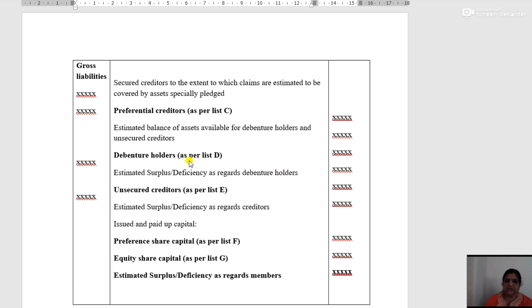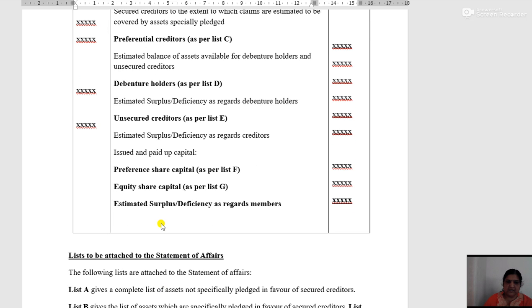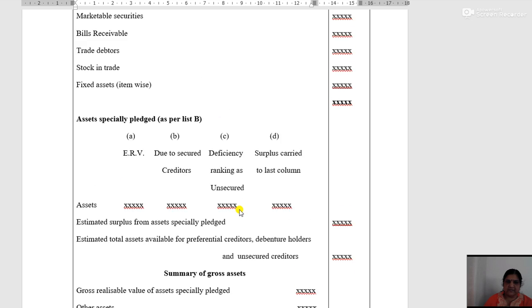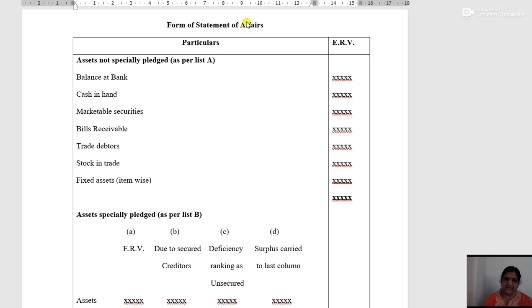So after making payment to debenture holders, then comes the unsecured creditors as per list E. Then estimated surplus or deficiency as regards creditors. Then issued and paid up capital. The next item is preference share capital as per list F and equity share capital as per list G. Then the last one is surplus or deficiency as regards members, and this is as per list H. Okay, so this is the format of the statement of affairs. This format you have to study, starting with assets not specifically pledged as per list A.